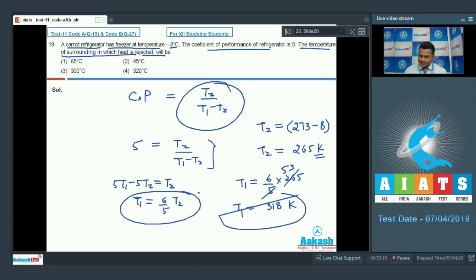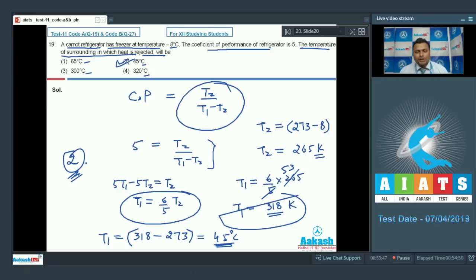Now let us find out the options. So there is no option of 318 Kelvin and all the options are given in degree centigrade. So that's why we have to convert it. So T1 will be 318 minus 273. That is 45 degree centigrade. So we can say that we have to go with option number 2. 45 degree centigrade. Absolutely correct. Now move on to the next, that is 20.